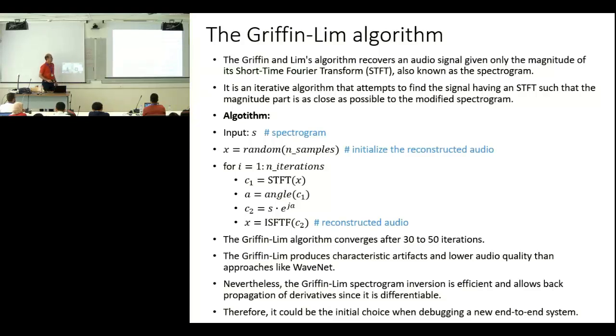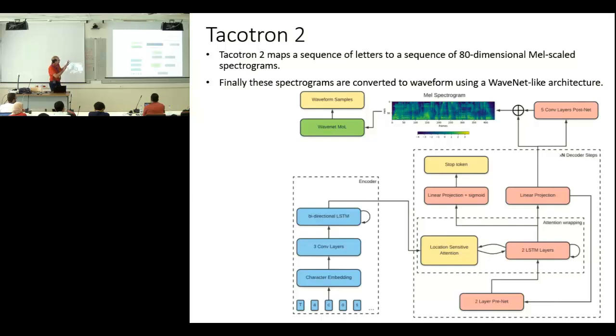However, for production, the quality of this spectrogram inverter is not the same as the quality of WaveNet. The high-level view of Tacotron is this one. This is the encoder, this is the decoder, and here is a post-net which improves a little bit the prediction of the decoder to produce the Mel spectrogram.